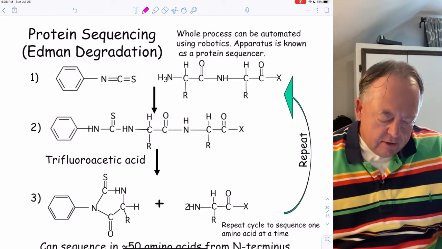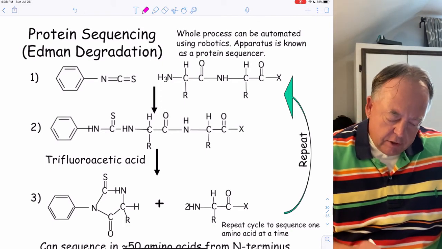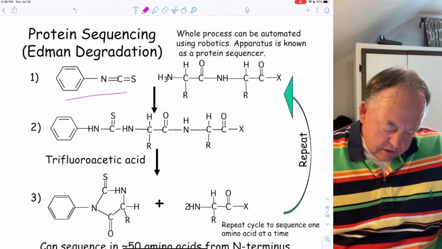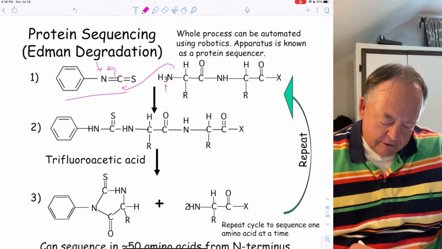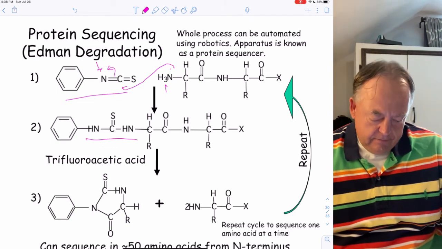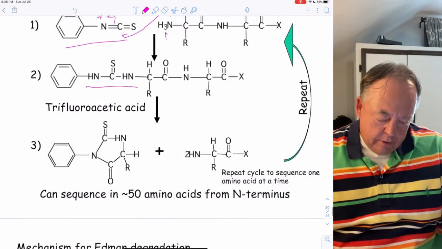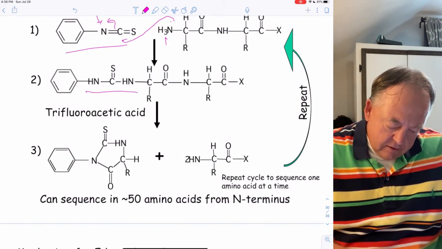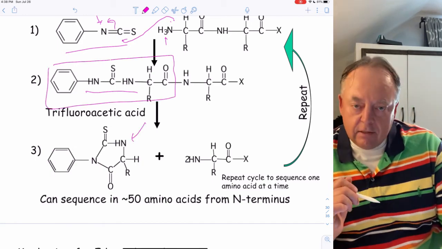So this would be one method called Edman degradation. You react it with this molecule called phenylisothiocyanate. Basically what happens is the nitrogen reacts here, and those electrons go there, and then you lose a proton from here, and that proton picks up one, so you make this. And then if you treat that with acid, you'll end up cleaving that off, and this ends up looking like that.